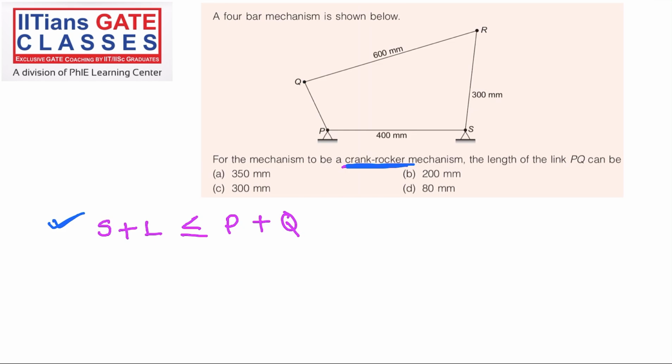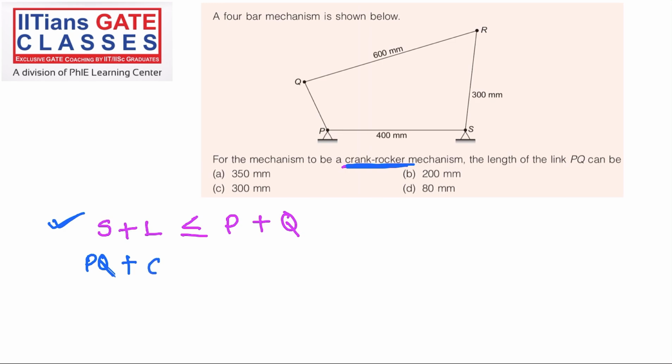Which one is the fixed link? This is the PS link. You can see this is the fixed link. The shortest link should be adjacent to the fixed link. So in the diagram, you can see definitely PQ should be the shortest link. So let us say the shortest length S is PQ, plus what is the largest among all?